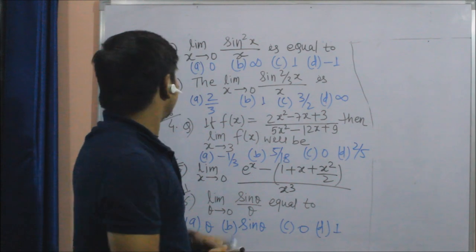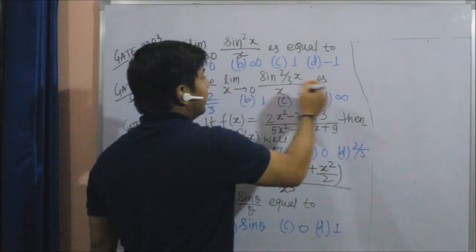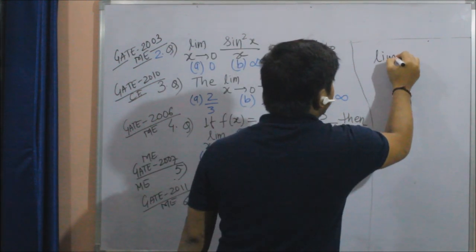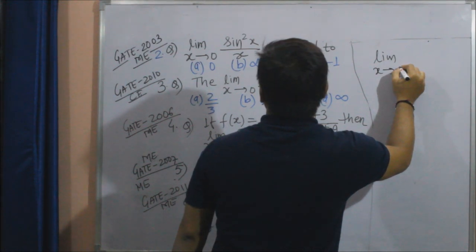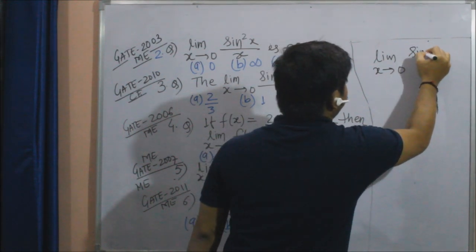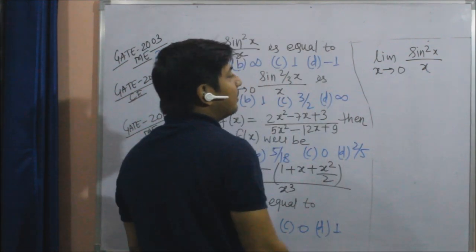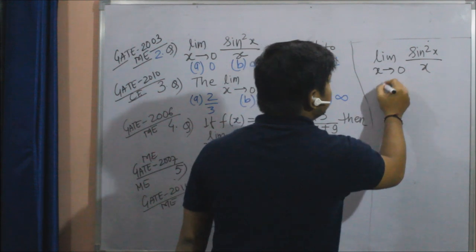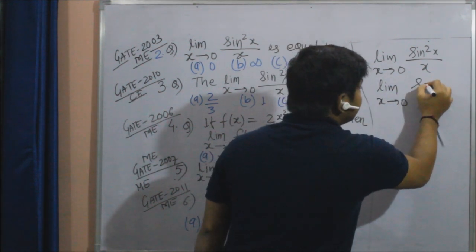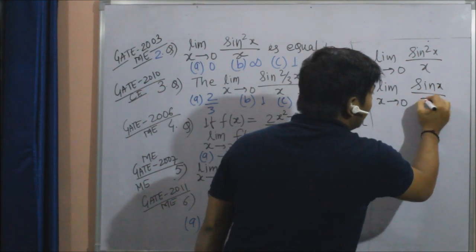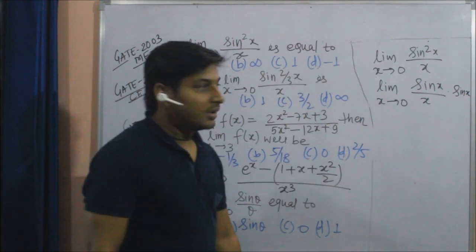Now for the second question. The second question is of GATE 2003 mechanical engineering. The limit x tends to 0 of sine square x upon x. So first let's see that this is something like limit x tends to 0 of (sin x upon x) into sin x. Some such form is going on, okay?